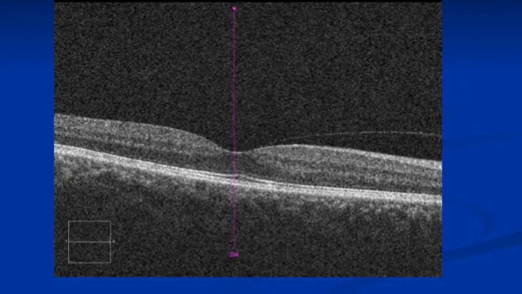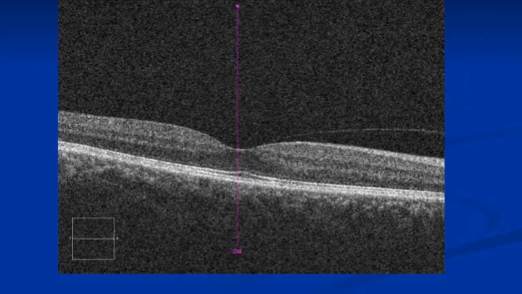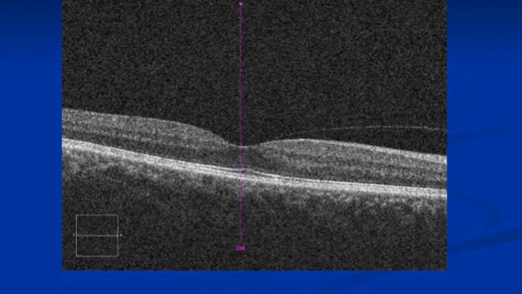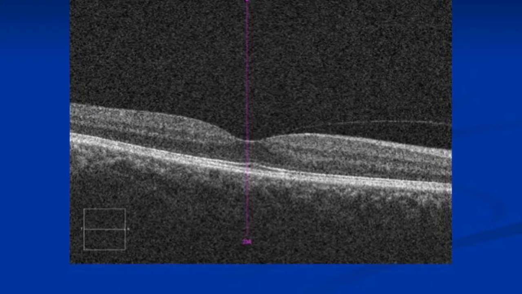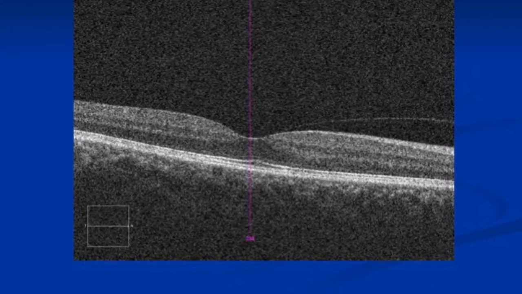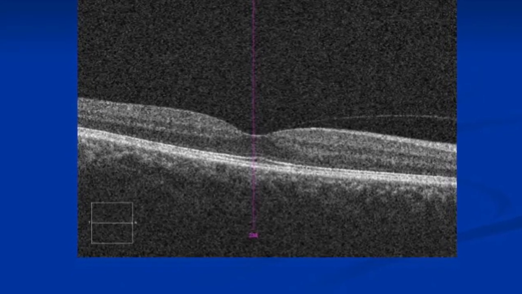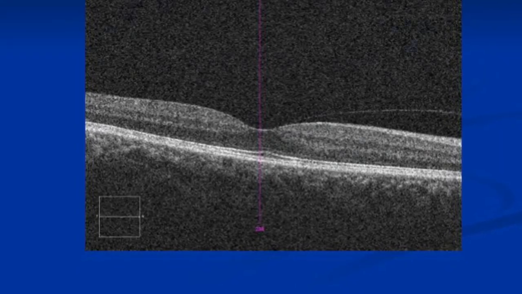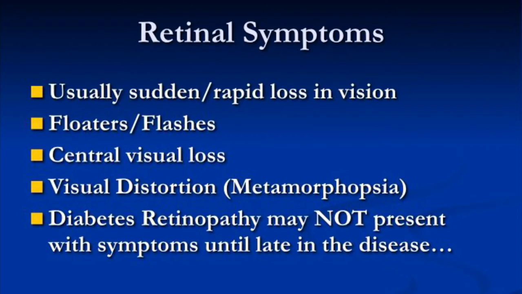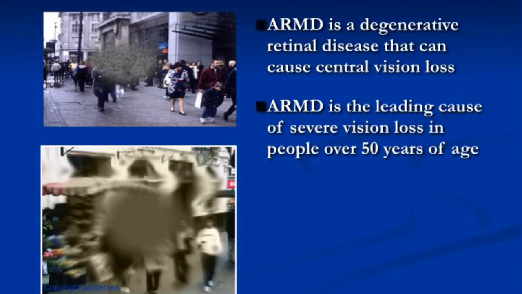Normally, the OCT picture of the retina is similar to this, where it is very compact. There are layers of retina appearing in various shades of gray and white, and there is a concavity, or a valley, in the center, which is the macula itself. Generally, the symptom of retinal disease is a sudden loss or distortion of vision. If you're seeing abnormal vision in your eyes, you must see an eye doctor immediately.